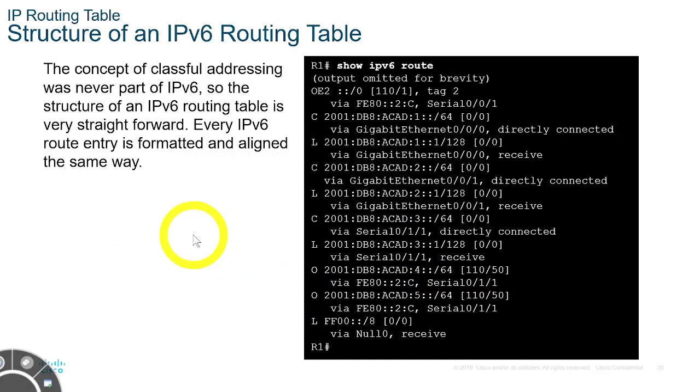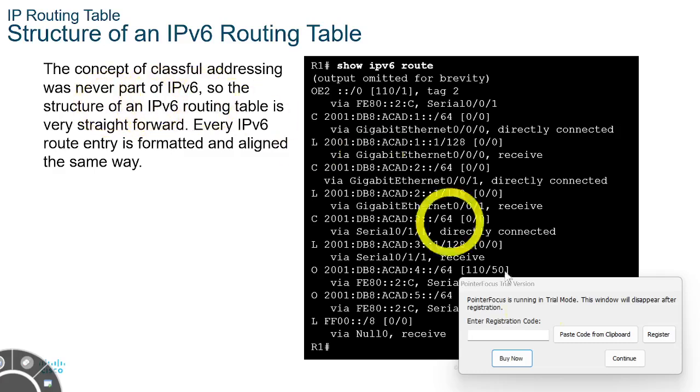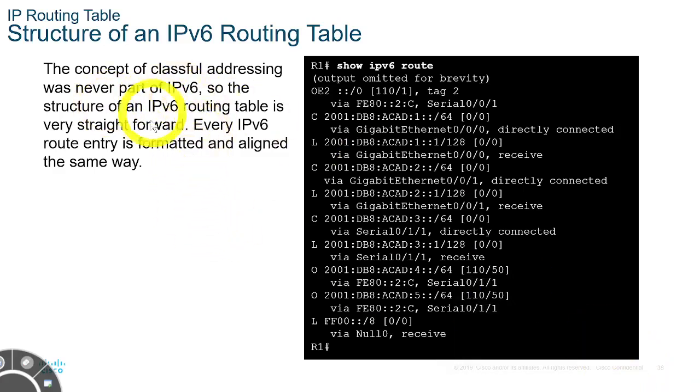The structure of the IP version 6 routing table is almost the same. The concept of classful addressing was never part of IP version 6. So we don't have this class A, B, C. I mean the classful. We don't use them. So in IP version 6, it's straightforward as we did earlier.